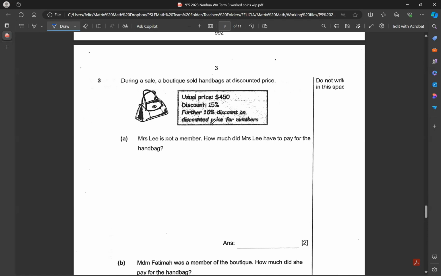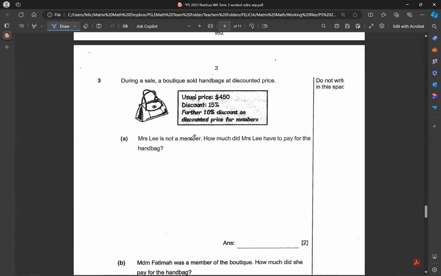Do take note of such questions, because with this kind of question, you should not add these two percentages. You should not say, oh, I get to enjoy a 25% discount. No, it doesn't work that way, because this further 10% discount is on top of the first discounted price, after the 15% off. Basically, this 10% is calculated using the new price after you have taken away the 15% discount. That's why you shouldn't add the two percentages together.